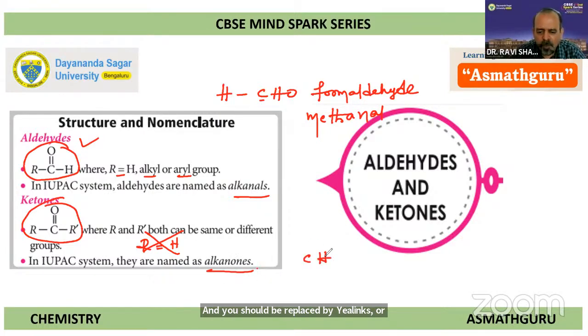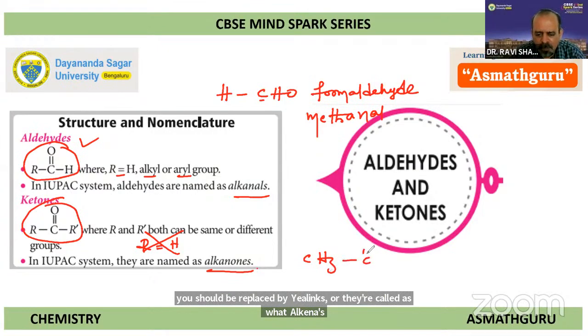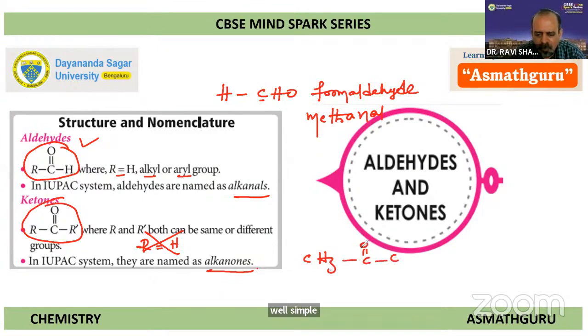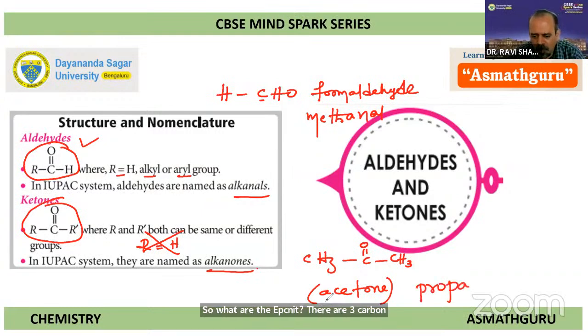One simple example you give me: CH3COCH3. What is this? This is acetone, the common name. What is the IUPAC name? There are three carbon atoms, so it's propanone. Where is the ketone present? At the second carbon atom, so propan-2-one.